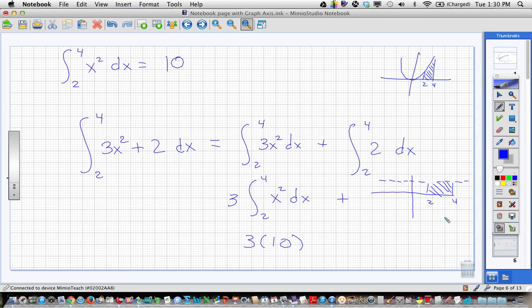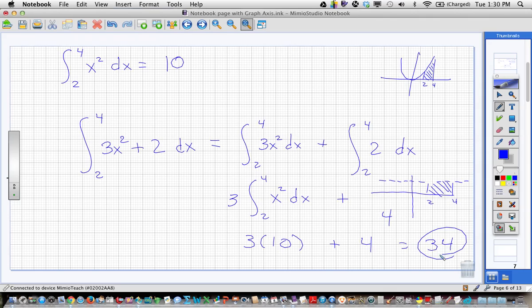But here, this makes a geometry shape. I graph the line y equals 2 from 2 to 4. That would have an area of 4. So this would be 30 plus 4, 34. So the answer to this problem, the answer to this integral right here, is 34. Okay? So we can take advantage of those two properties that we just learned about splitting apart an integral and about pulling the constant out in front to do some stuff and work with this notation.